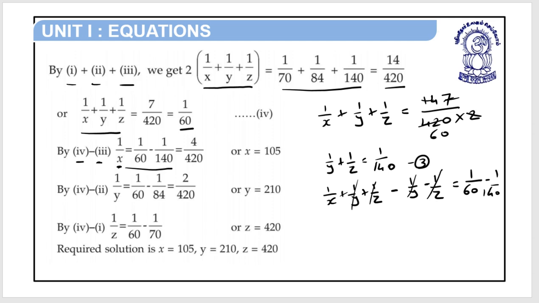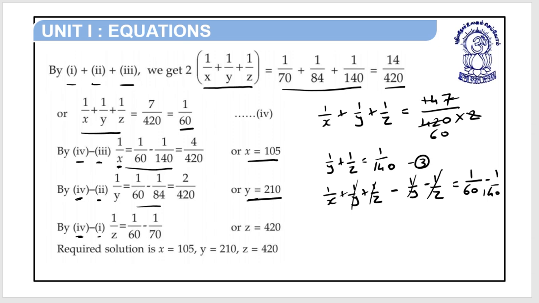So x is equal to 105. By subtracting equation 4 minus equation 2, 1 upon y is equal to 1 upon 60 minus 1 upon 84, which is 2 upon 420, so y is equal to 210.